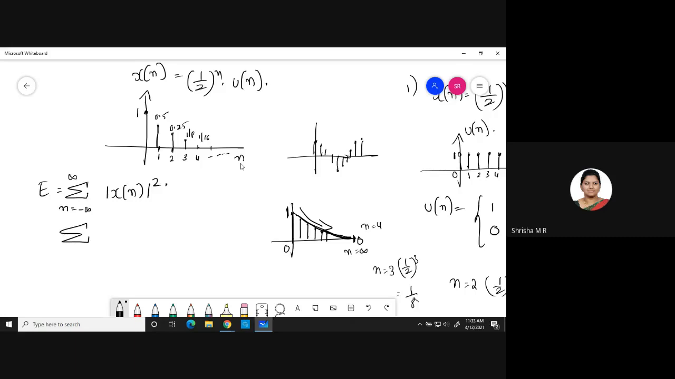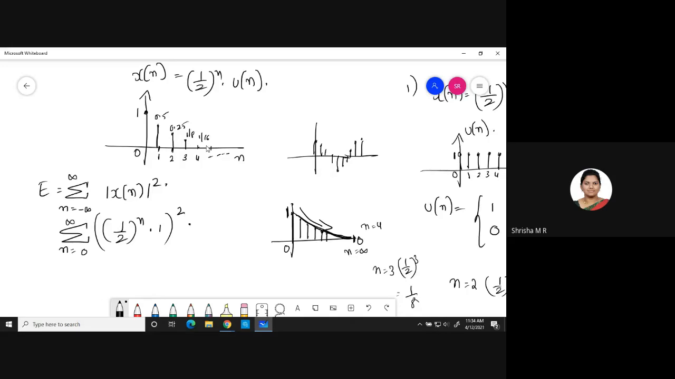So from where to where will the signal exist? Because you have u of n, the summation limits would be from 0 to infinity. So n is equal to 0 to infinity. So what is our x of n? It's half to the power of n, and u of n is 1, whole square. Correct? We are finding the energy of the signal.